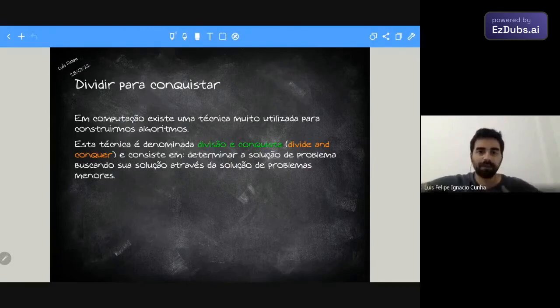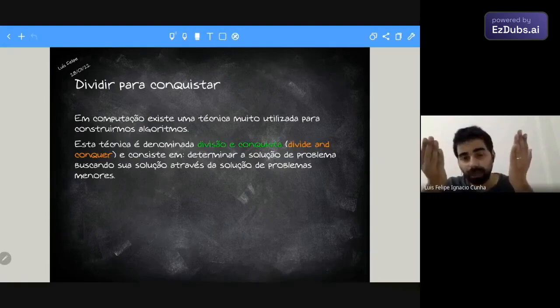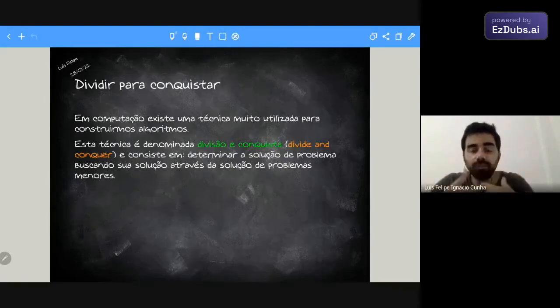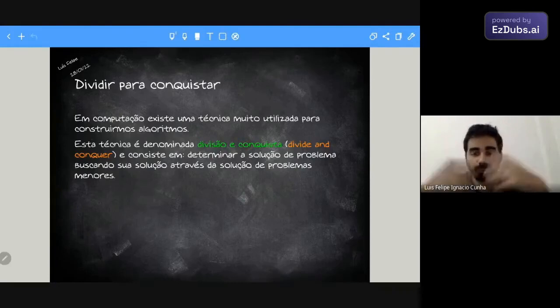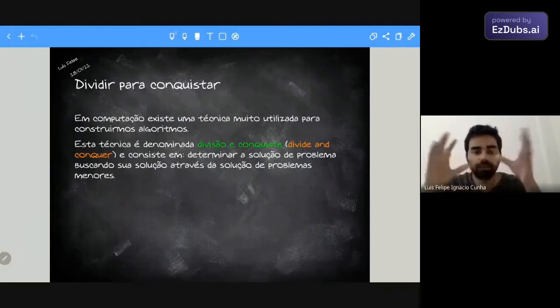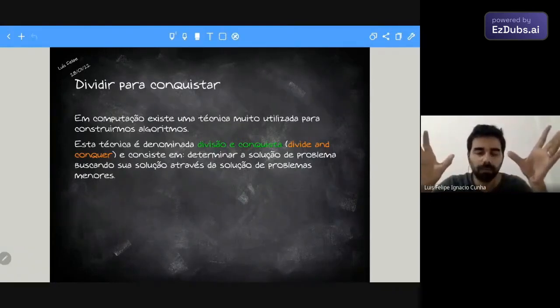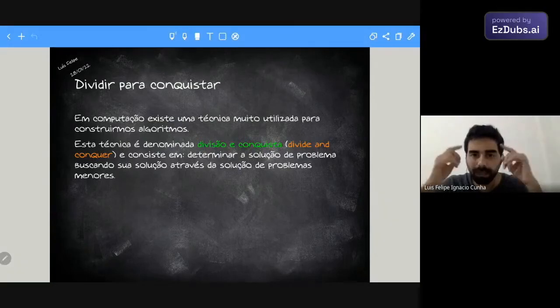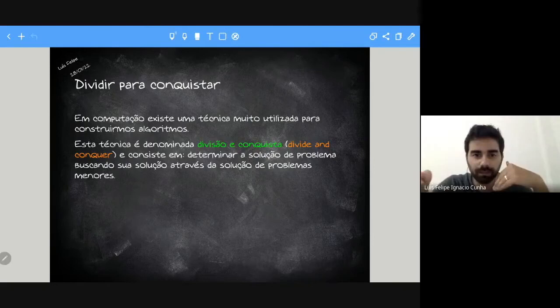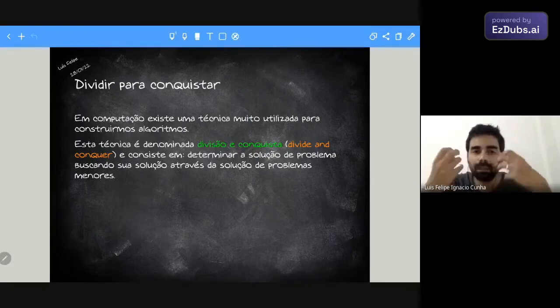Then comes the conquest part, which is, once you know the solution to this part and the solution to this part, when you bring the two parts and their solutions together, you can obtain a solution to your global problem. It is with this intuition that we apply this technique. Why is this better?